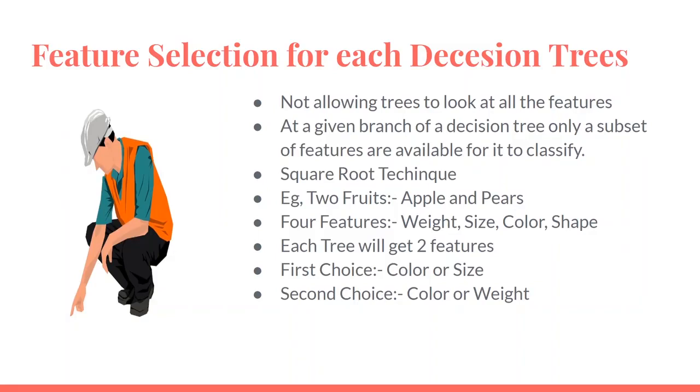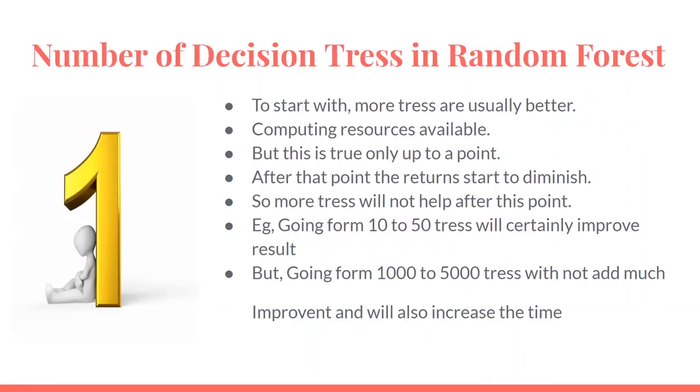So as you have seen, for each of our decision trees, we give them a subset of data and we give them a subset of features as well. So friends, for generating our random forest, we also need to decide how many decision trees we will be using in our random forest. To start with, more trees are usually better, but then we have to consider how much computing resource is available with us.